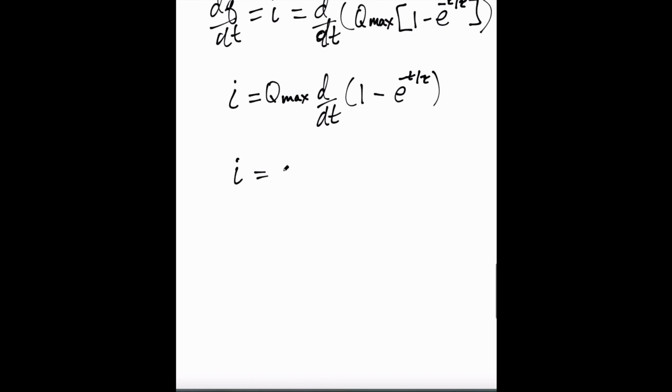So we can simplify this a little by saying I equals negative Q max. We can actually take that negative sign right there and move it out in the front, times derivative with respect to time of e to the negative t over tau. And you need to take the derivative of the exponent before taking derivative of the function. But the derivative of the exponent is negative 1 over tau. It's actually negative 1 over tau dt over dt. So you end up with negative 1 over tau.